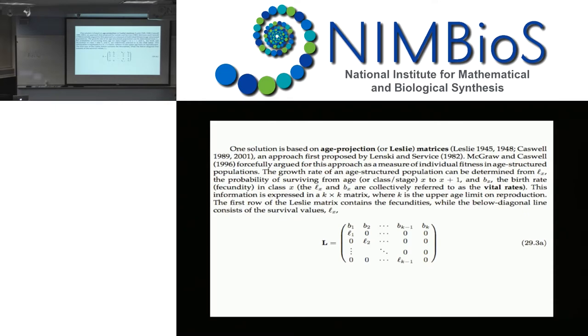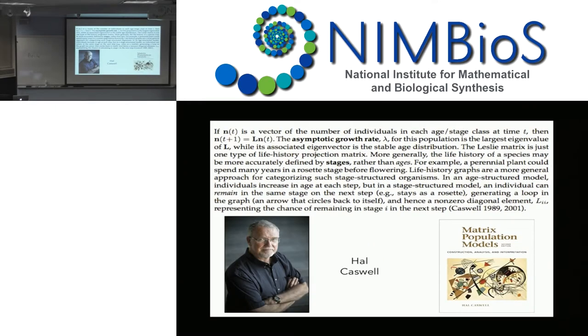That suggests maybe we do the same thing for individuals. So the classic book on this is Matrix Population Models, put together by Caswell. I think he was at Woods Hole or one of the groups out there at the time. And so this asymptotic growth rate is the largest eigenvalue of this matrix, or more generally the largest singular value, because it's not a square matrix.